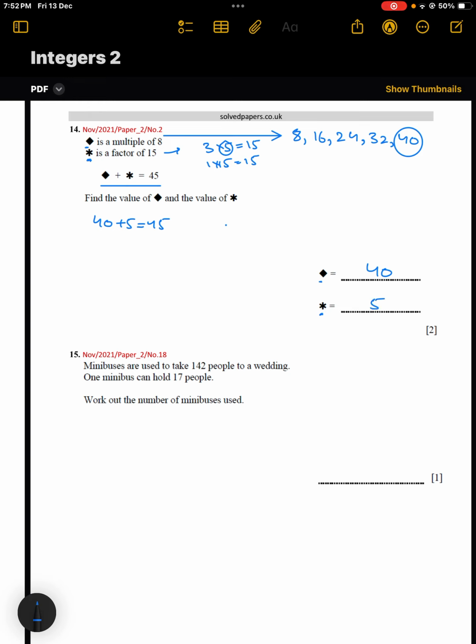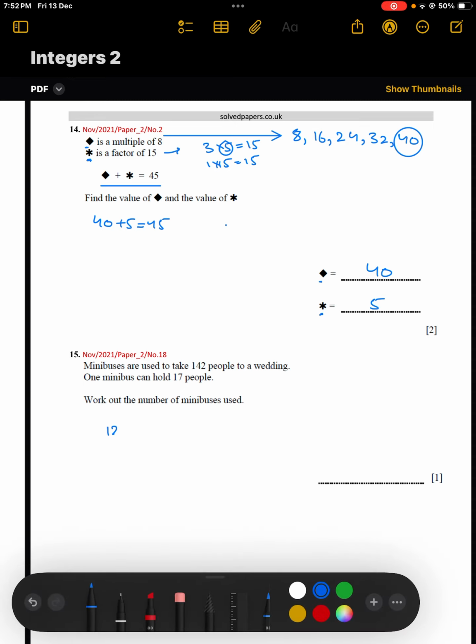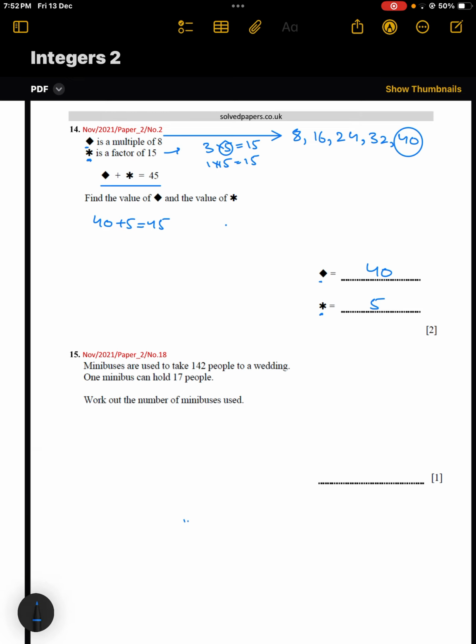Okay, minibuses, question number 15. Minibuses are used to take 142 people to a wedding. One minibus can hold 17 people. Now, easy and simple. We will divide 142 by 17 in order to find the number of buses. Simple and easy. We'll do the division, 17 outside, do the table of it.